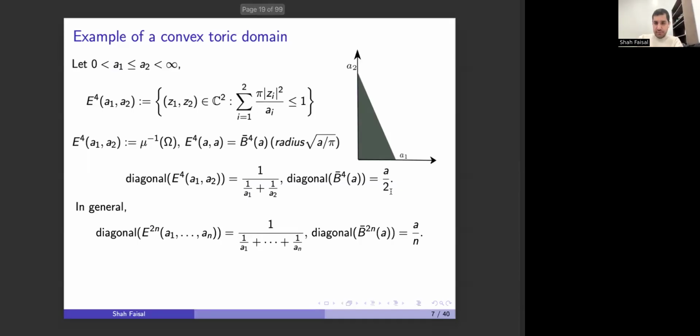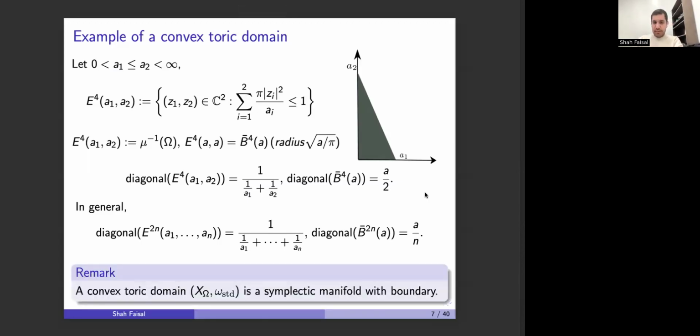In higher dimensions, if you take an n-simplex instead of a triangle, you're going to get this n-dimensional ellipsoid, which you parameterize by these n real numbers that correspond to the vertices of the simplex. And you can play the same game to compute the diagonal, and it's going to be this number. And if you plug in all these values to be equal, then you're going to get the round ball, and that has diagonal A divided by n.